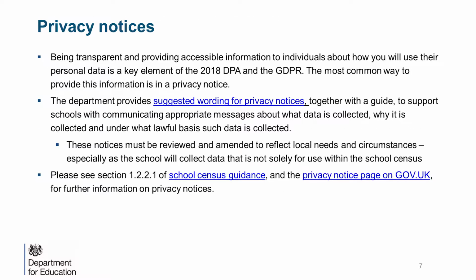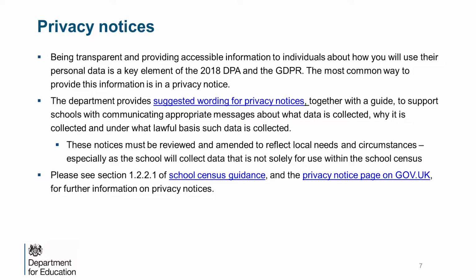Being transparent and providing accessible information to individuals about how you will use their personal data is a key element of data protection regulations. The most common way to provide this information is in a privacy notice. For schools, this means that you must provide clear, accessible privacy notices to inform parents, pupils, and staff what data is collected about them, for what purpose the data is collected, how the data is used and processed, what the lawful basis is for processing, how long the data is retained, who the data is shared with, and why the data is shared.